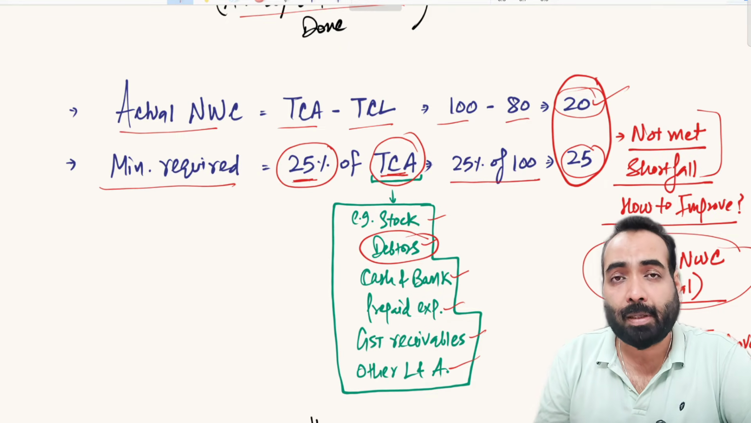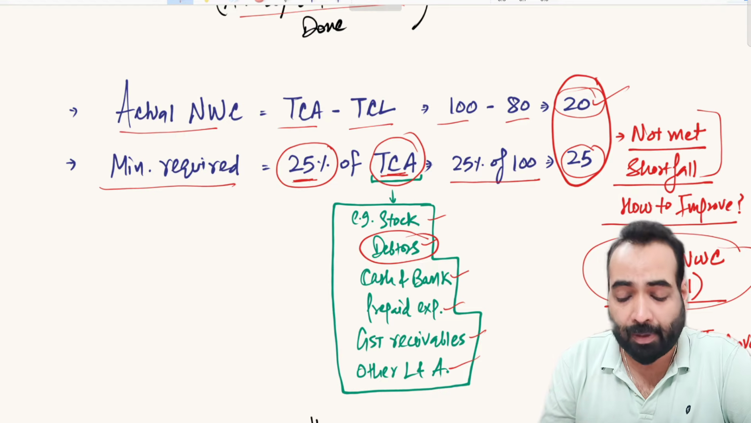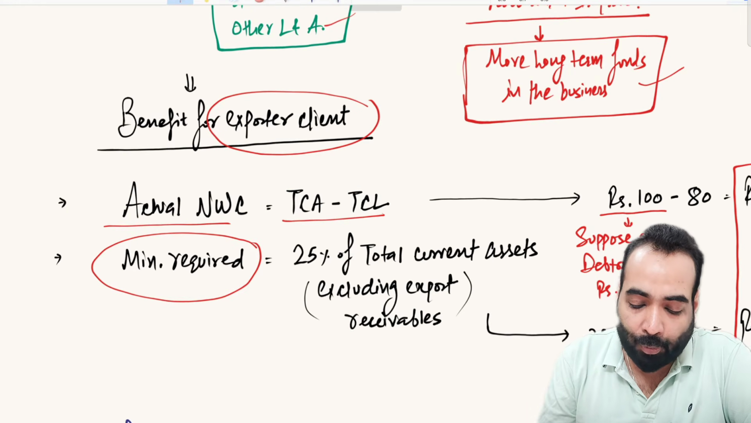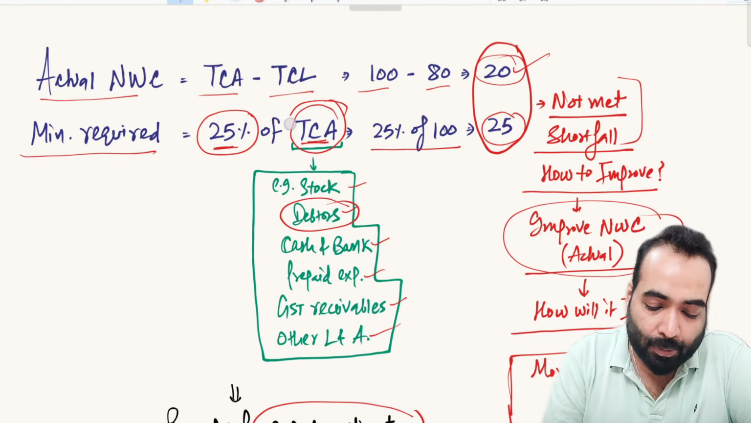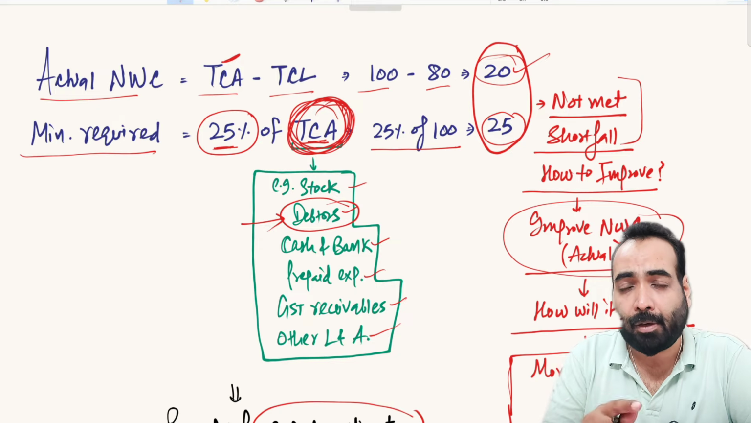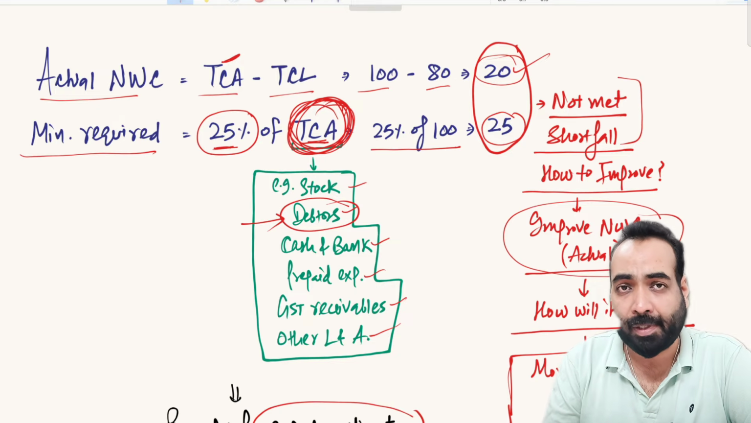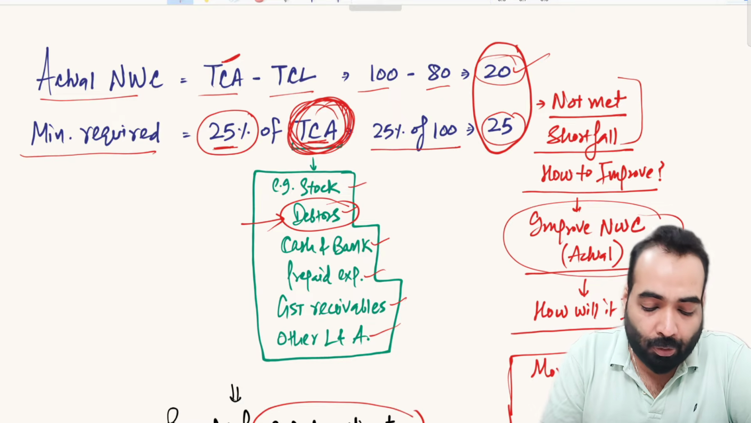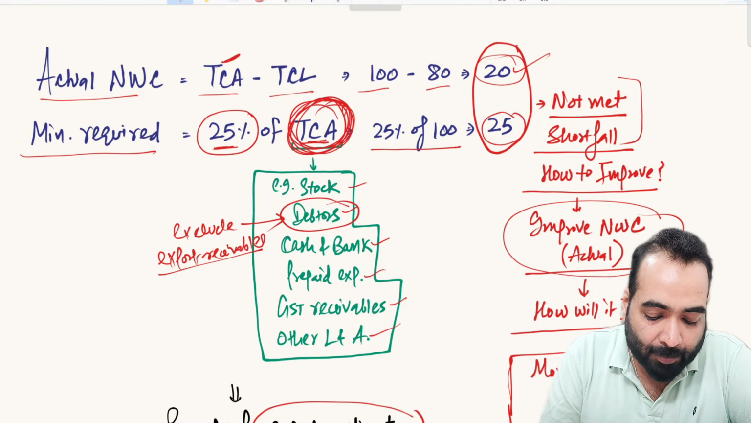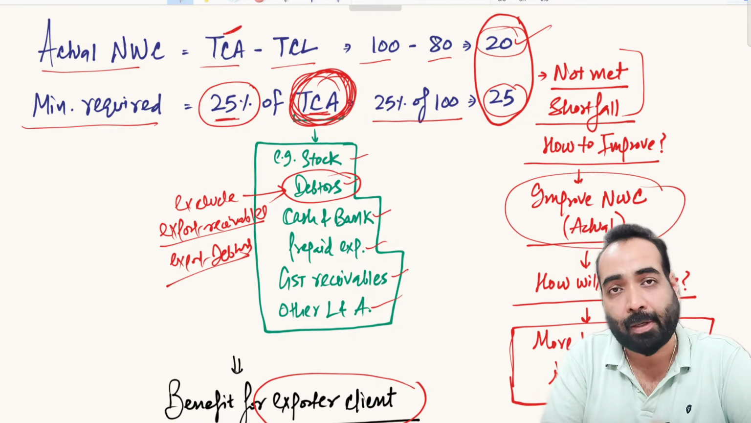So in order to promote exports and give a benefit to the exporters, RBI has allowed one benefit: while calculating these total current assets, the banks can choose it. It all depends on the bank, right? Not every bank allows this. You can choose to exclude export debtors, the export receivables, the receivable amounts from the foreign parties, from the figure of total current assets and calculate the 25% on the balance amount.